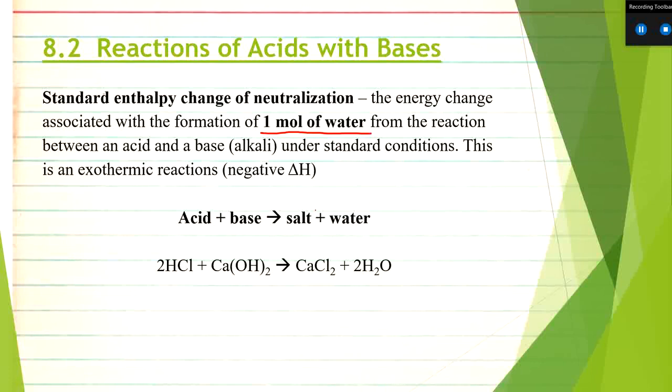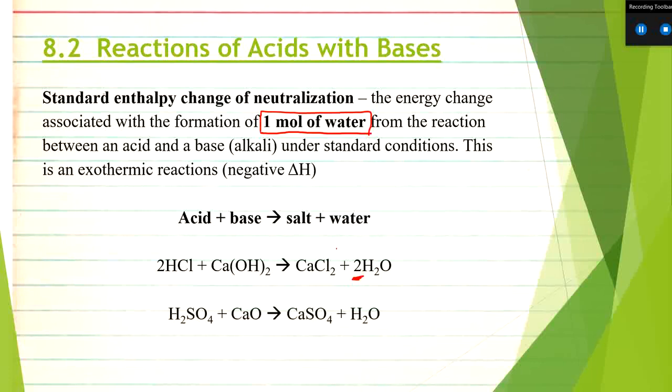Here we have hydrochloric acid and calcium hydroxide producing CaCl2, calcium chloride, and water. In this case, we have 2 waters being formed, but remember the definition for neutralization is 1 mole of water. So if we were to do the theoretical calculation for this one using, say, the bond enthalpies or formation enthalpies, we would actually get double what it would need to be because we're calculating it for the formation of 2 moles of water. So we'd have to divide that answer by 2.